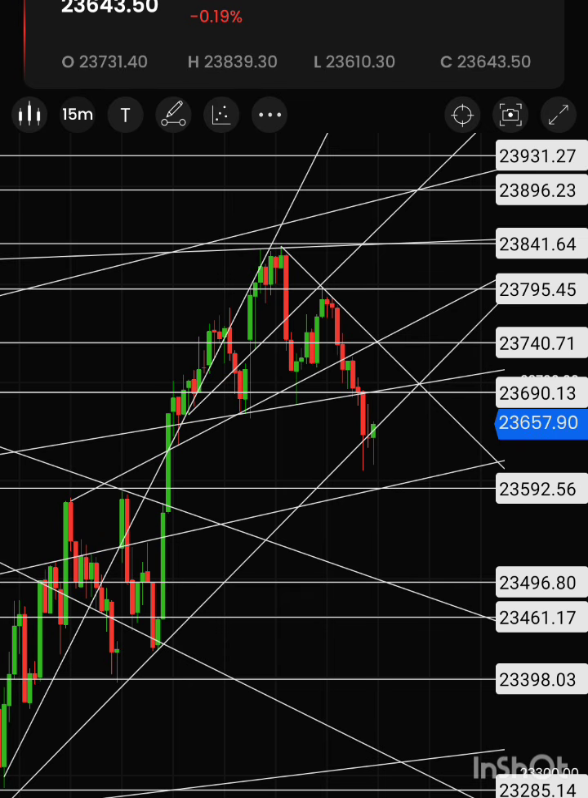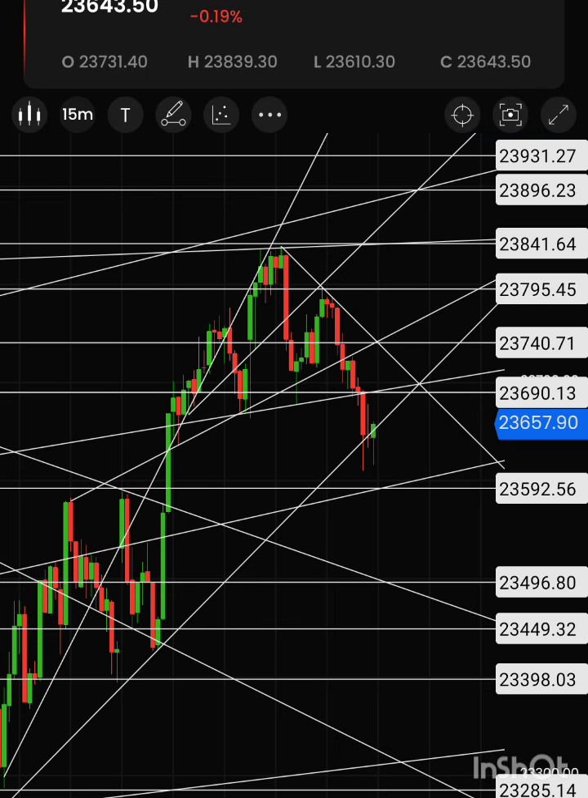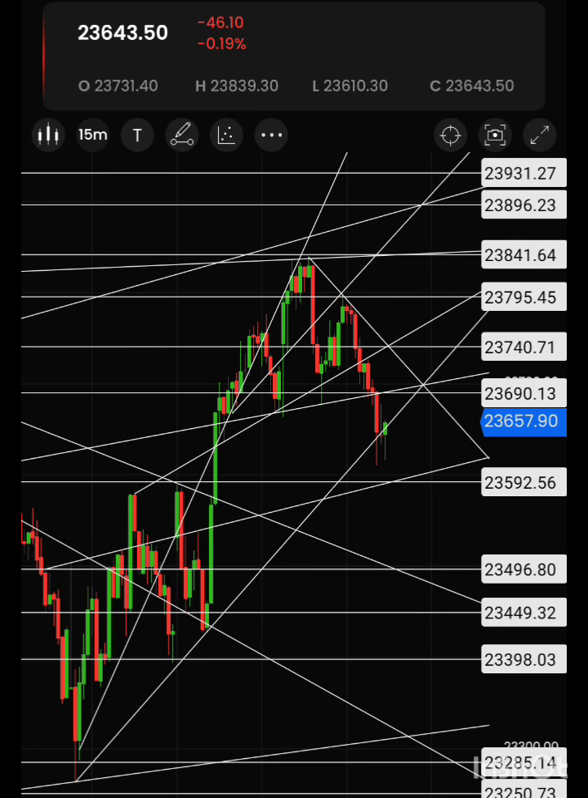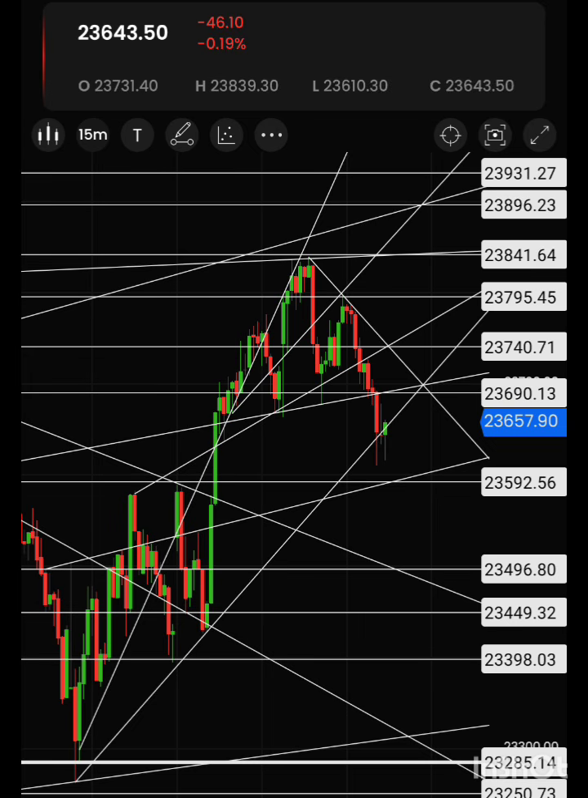After going below 23,590, we can expect a fall to the 23,496 to 500 range, and below that we will have a support around 23,448 range. That will be the 4-hour chart support, and it is crucial for the next run. This 4-hour support at 23,448 is a little more crucial. If we close below it, then we totally enter a negative zone. The next intraday support will be 23,398, and below this there is a small support at 23,370. Below this we will have 23,285, and this can lead to the 250 to 285 range.